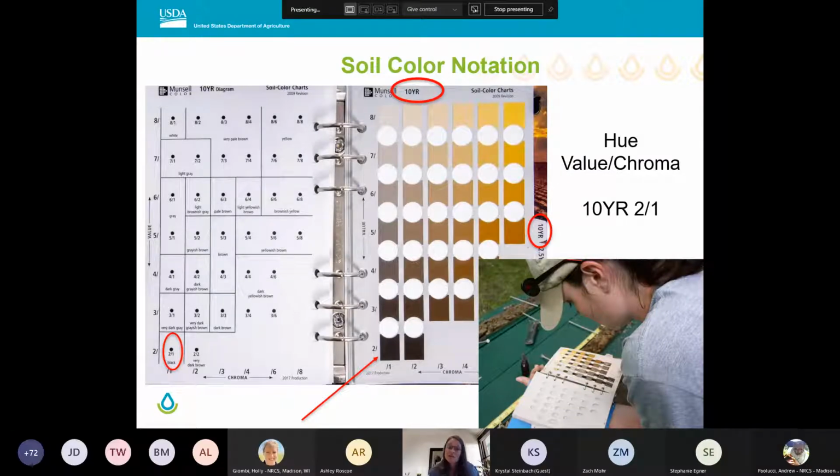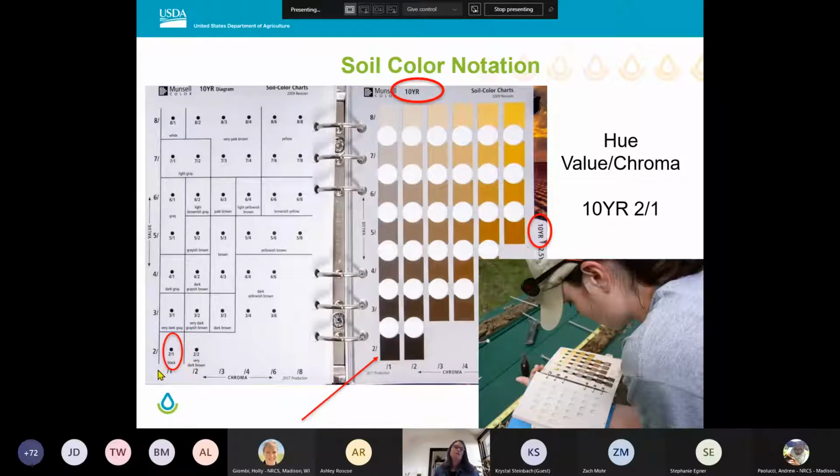Then there's a cheat sheet on the other side if you're curious, which we don't really ever use. We talk about the hue, value, chroma. But on the left-hand side, there's a cheat sheet and it tells you what that color is. So 10YR 2/1 is black. And again, it's just a way for us to be able to communicate soil.